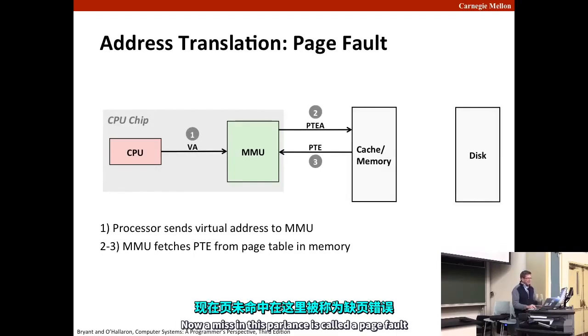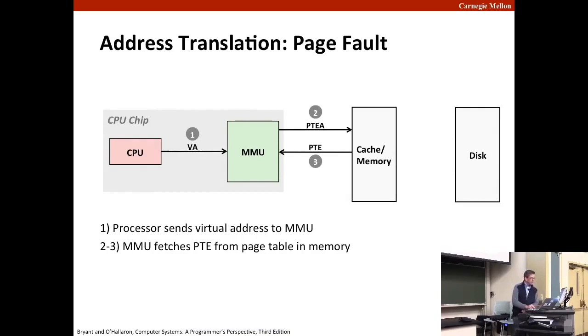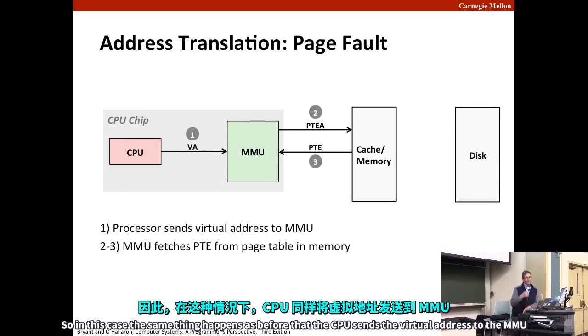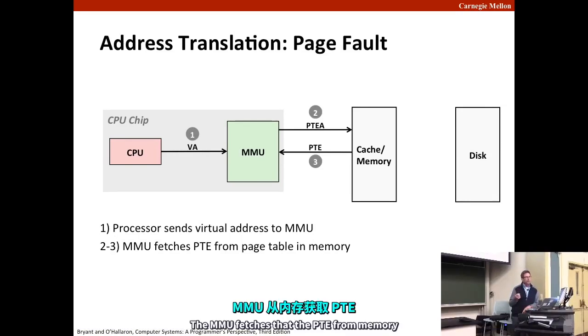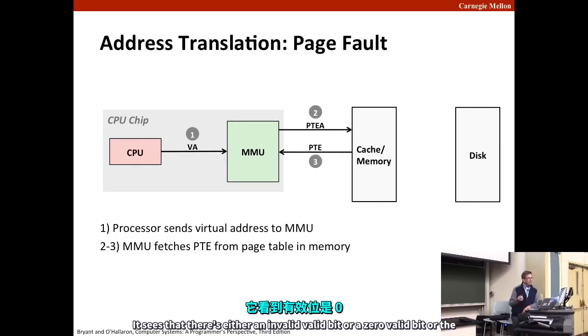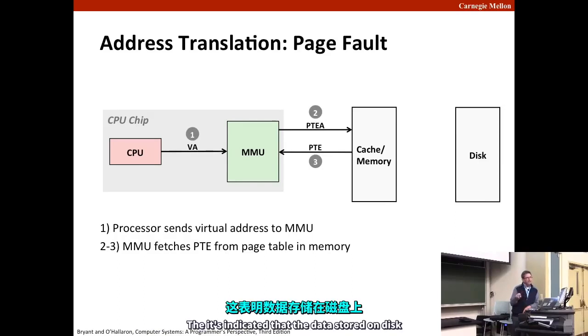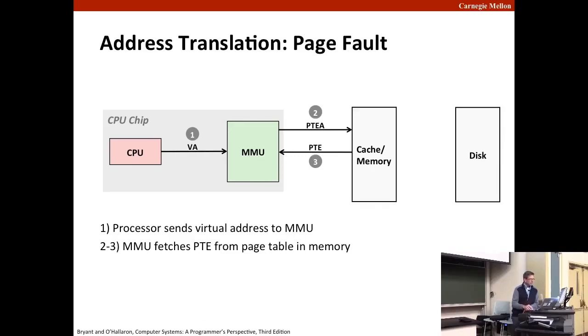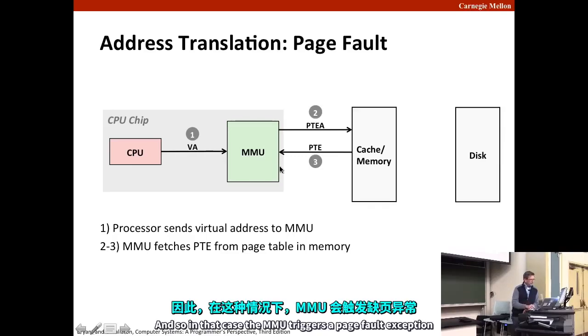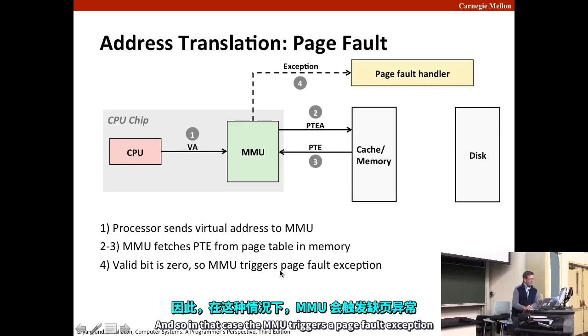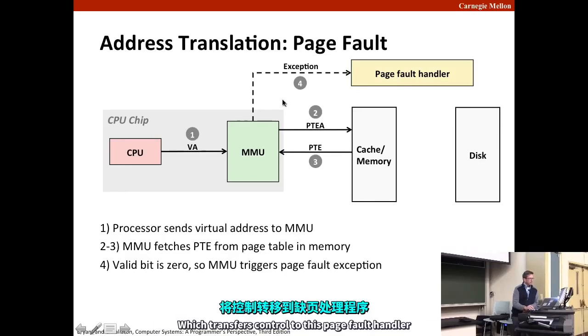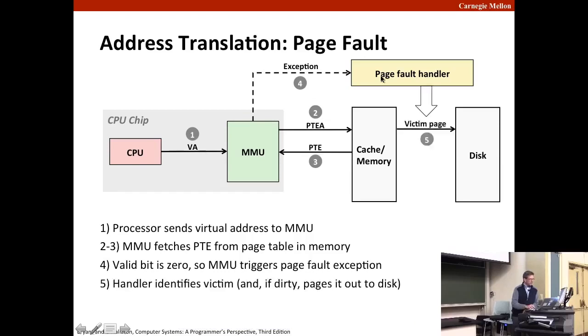Now, a miss is, in this parlance, called a page fault. So in this case, the same thing happens as before: the CPU sends the virtual address to the MMU, and the MMU fetches the PTE from memory. But then when the MMU looks at the PTE, it sees that there's either an invalid bit or a 0 valid bit, or it indicates that the data is stored on disk. And so in that case, the MMU triggers a page fault exception, which transfers control to the page fault handler.